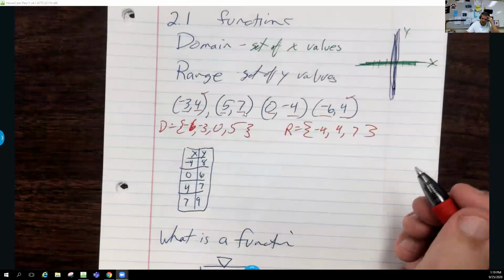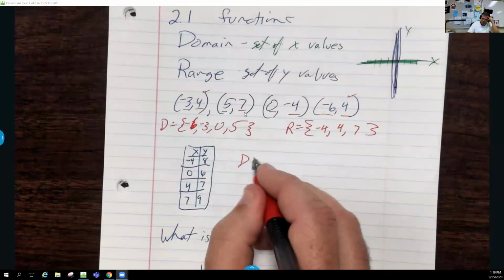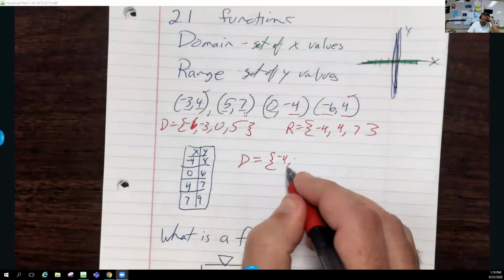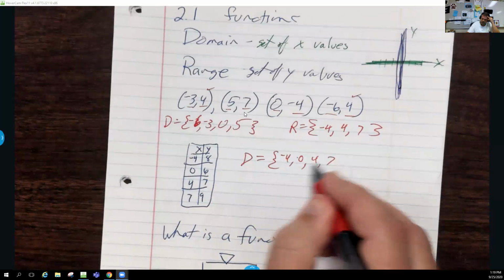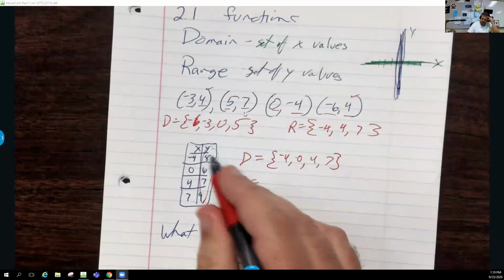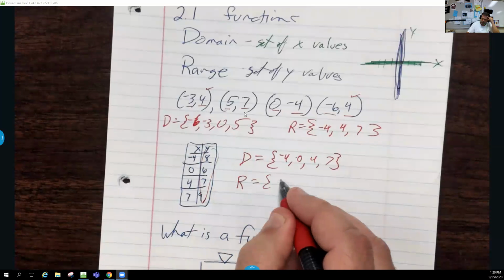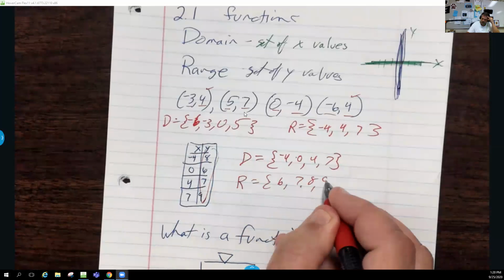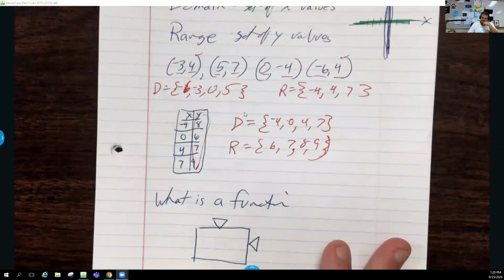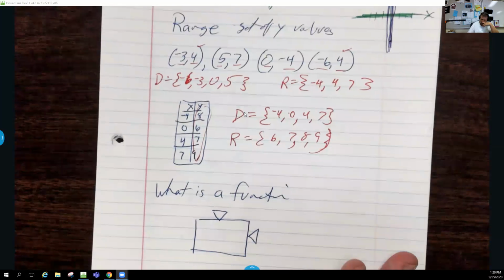Okay, now we can do the same thing for domain here. It'd be -4, 0, 4, and 7. And then range would be my y values: 6, 7, 8, and 9, with the brackets. Okay, now what makes something a function?